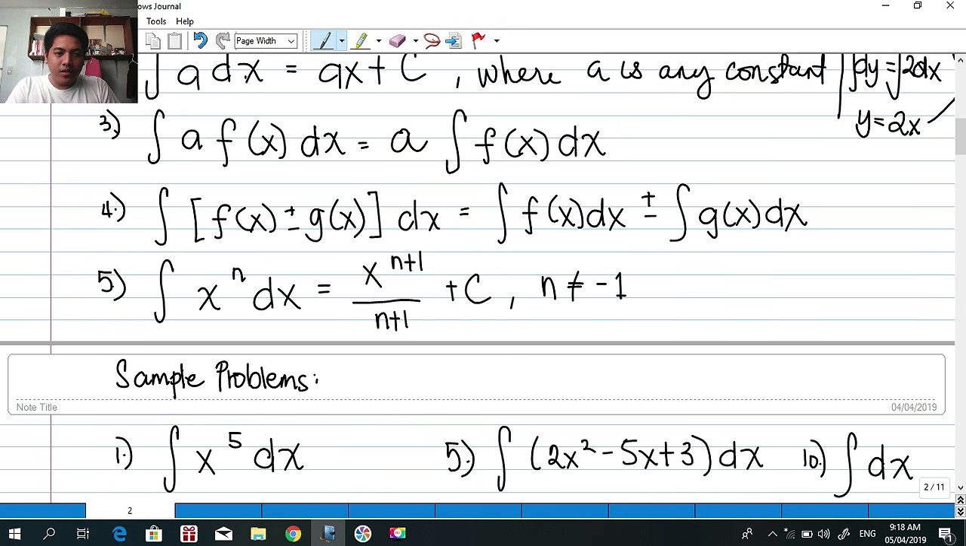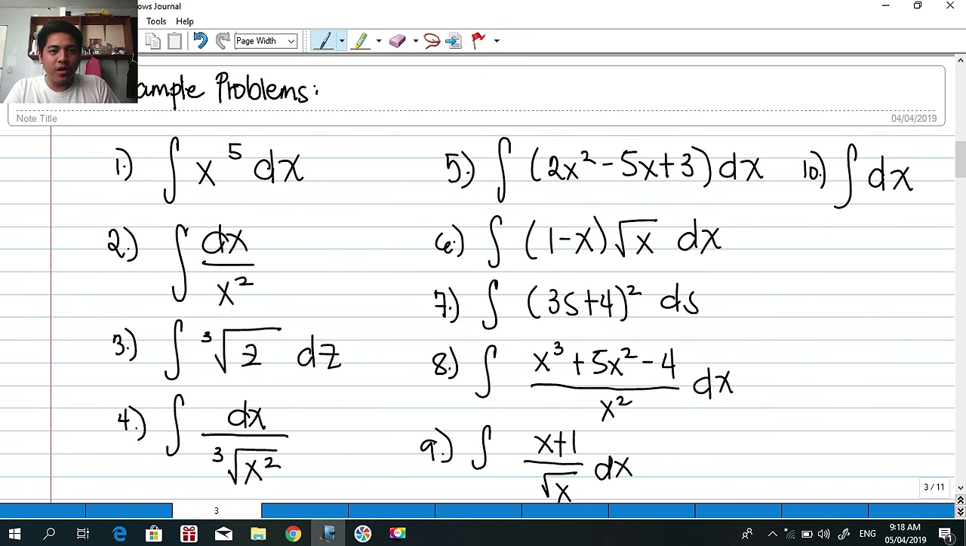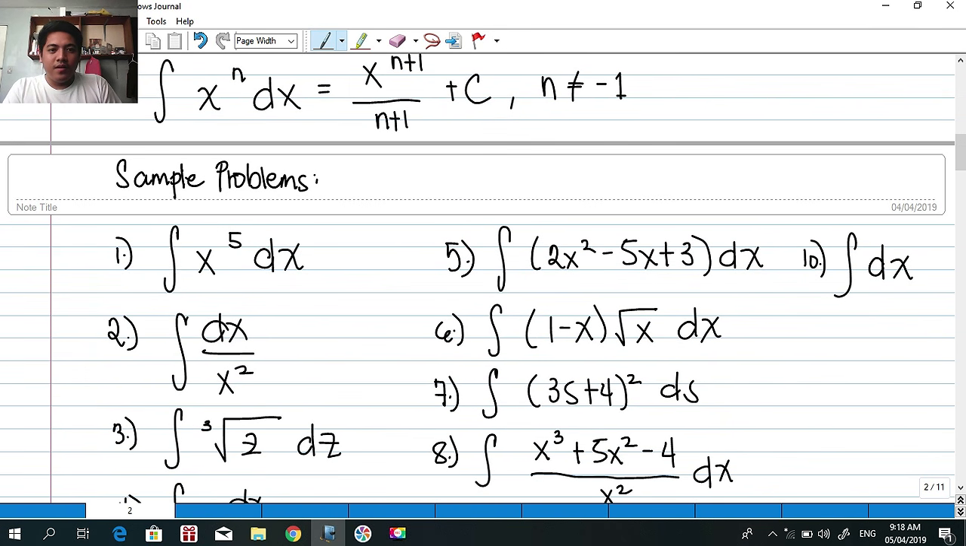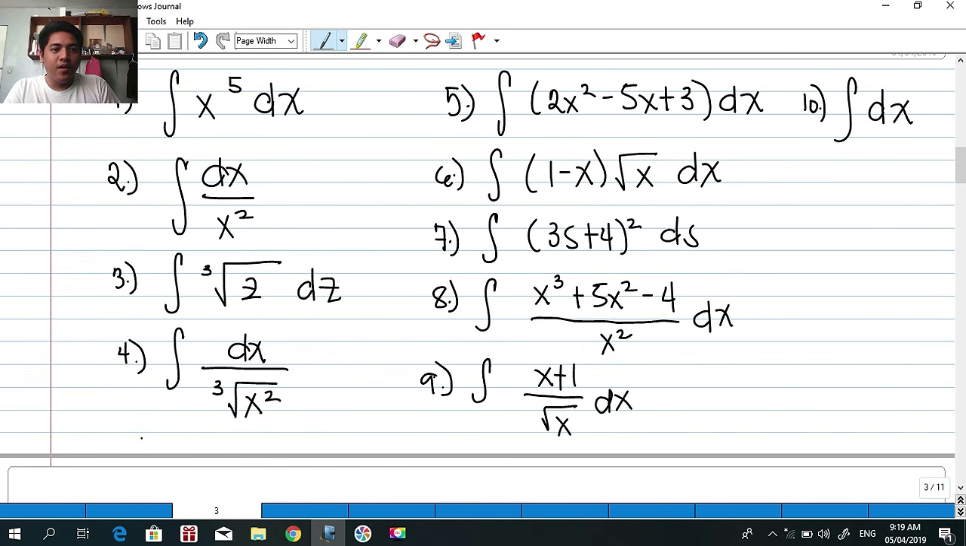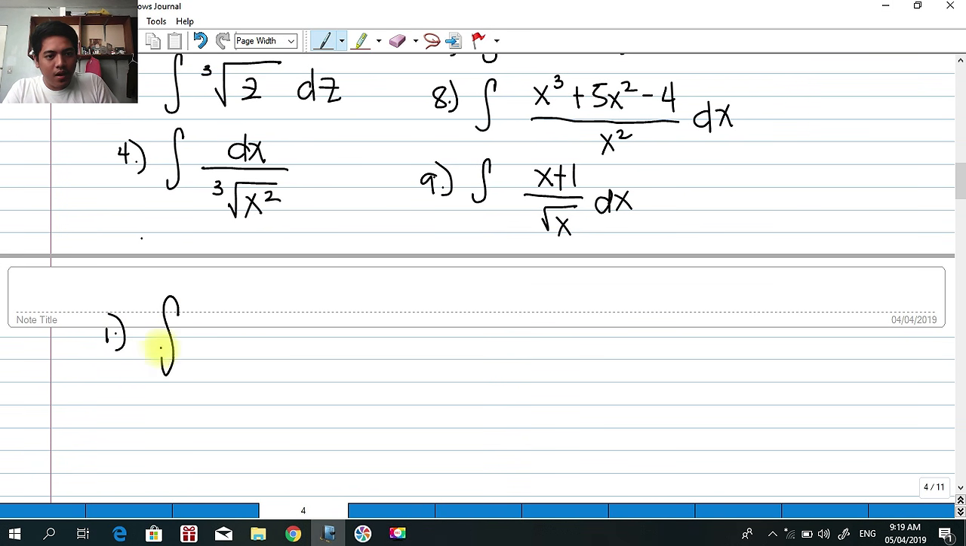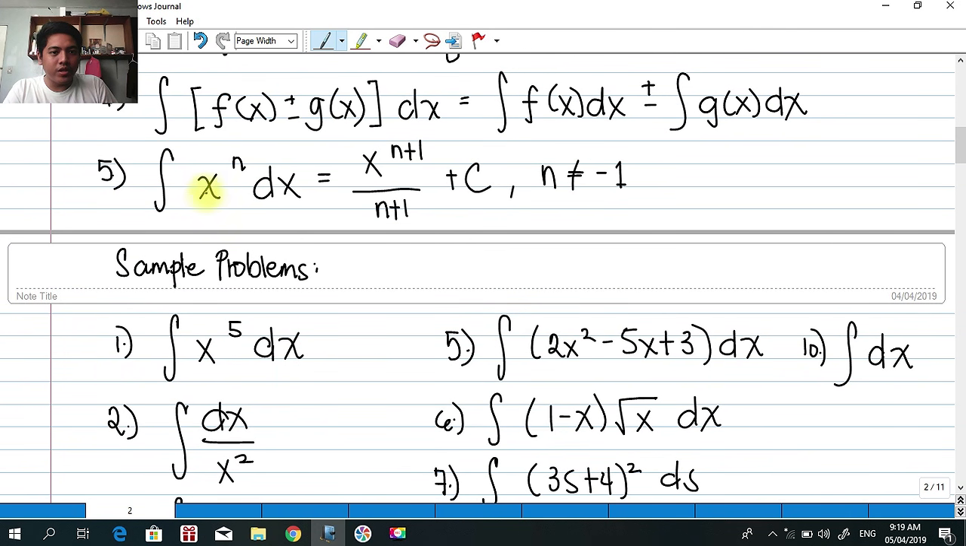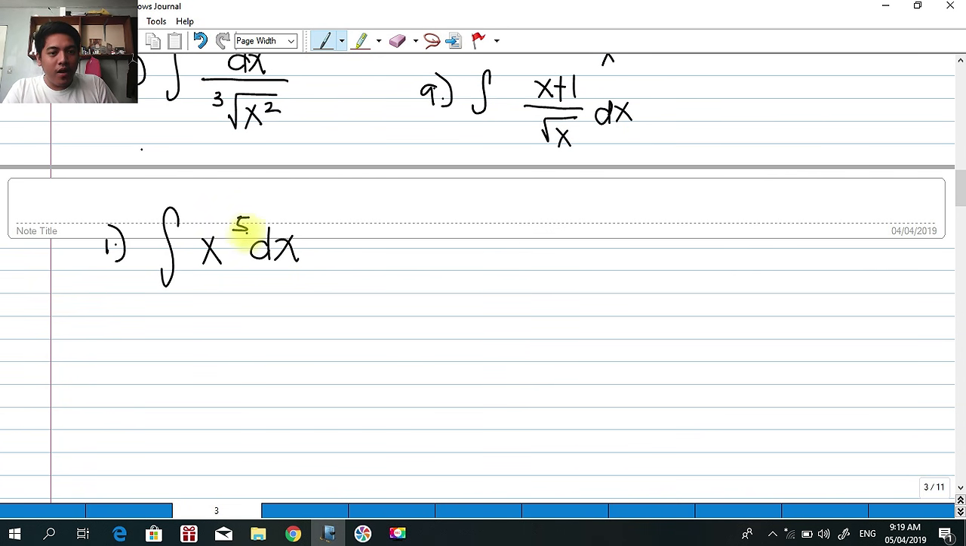Okay? So, let's try to solve some problems. I have here 10 problems and I hope we can solve them. Okay? Very fast. So, for number 1, we have the integral of x raised to 5th dx. Now, we're going to apply here our formula number 5, which is the integral of x raised to n dx is equal to x raised to n plus 1 over n plus 1 plus c. So, since our n here is not negative 1, we can apply.